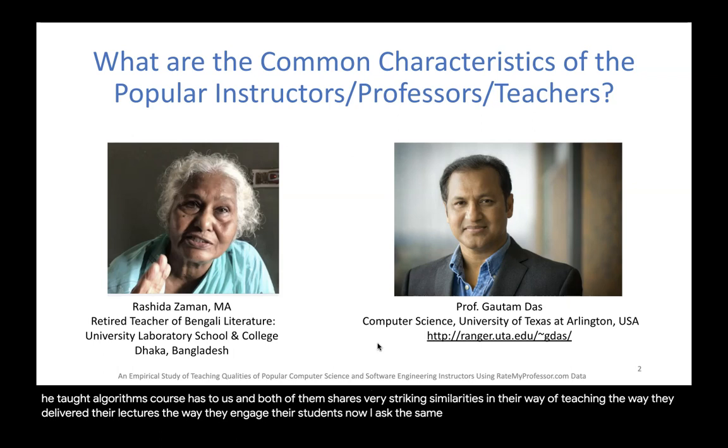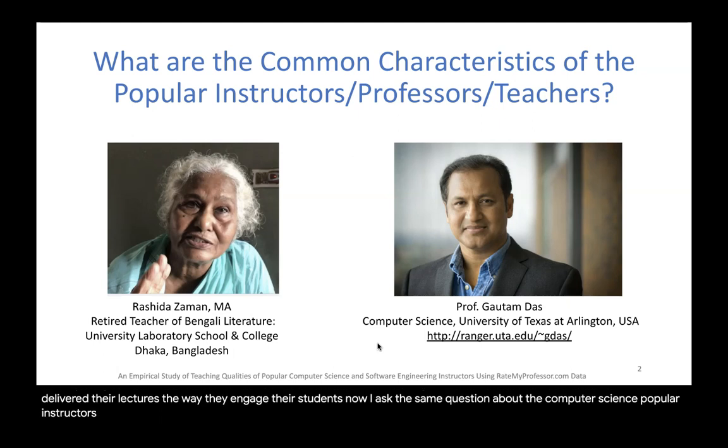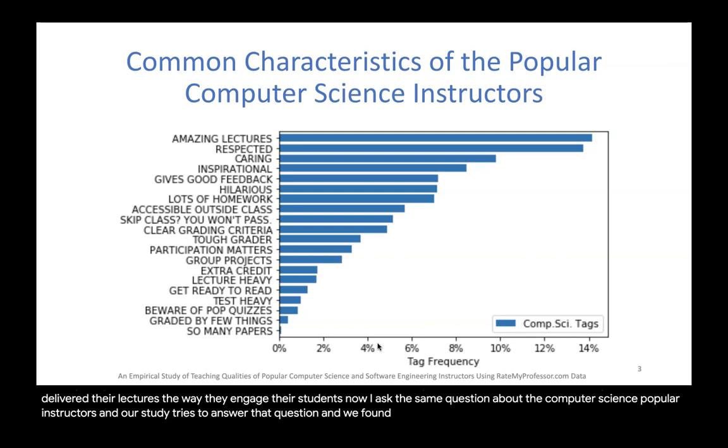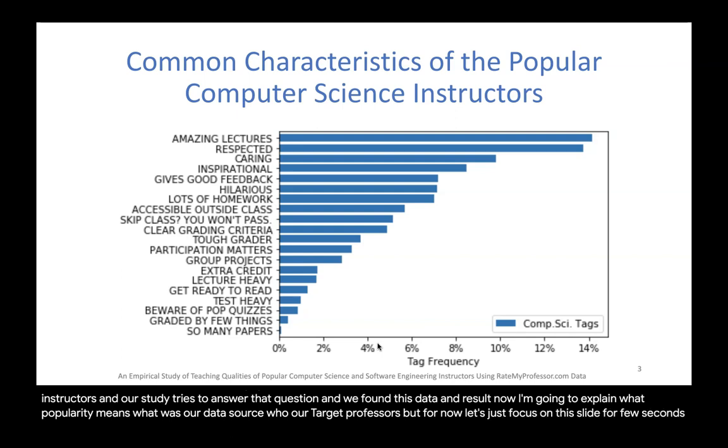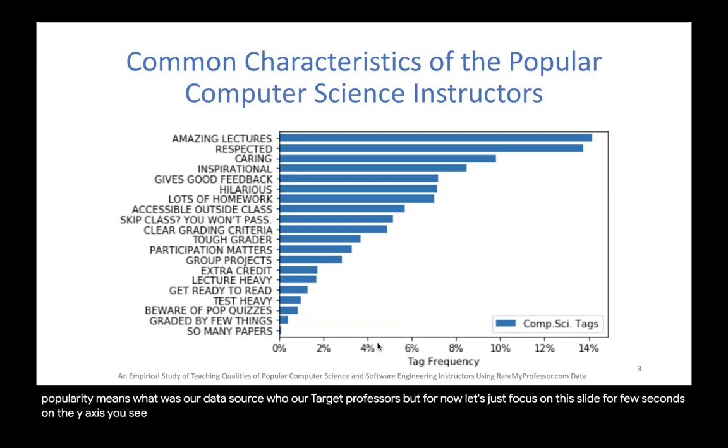Now, I asked the same question about computer science popular instructors, and our study tries to answer that question, and we found this data and result. Now I'm going to explain what popularity means, what our data source was, who our target professors were, but for now, let's just focus on this slide for a few seconds. On the y-axis, you see the tags the students provided for their popular computer science instructors, and on the x-axis, you see their tag frequency count.